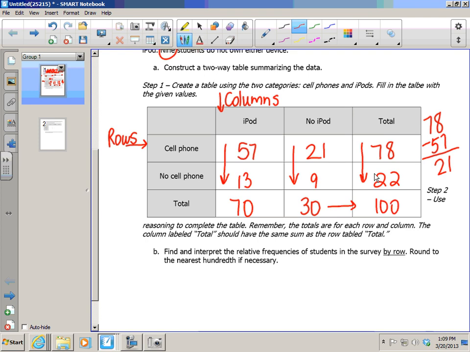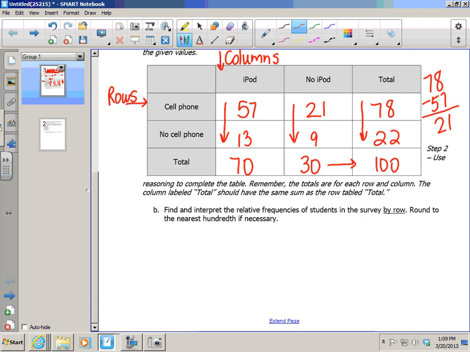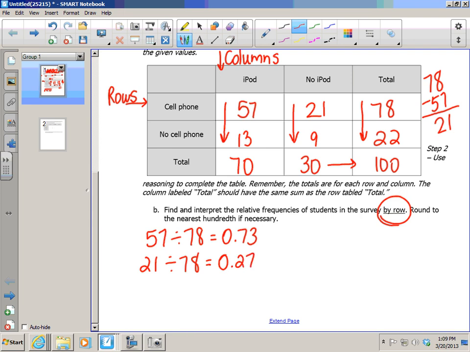So now we need to find and interpret the relative frequency for these by row. So we're going across. We're taking 57 as a subtotal and dividing by the total, 78. We're taking 21 and dividing by the total, 78. 57 divided by 78 will give us 0.73, to the nearest hundredth. And the 21 will give us 0.27 to the nearest hundredth. 78 divided by 78 should give us 1.00, which is also adding these down. Should also equal 1.00. Talking about decimals and percentages, and everything adds up to a whole.